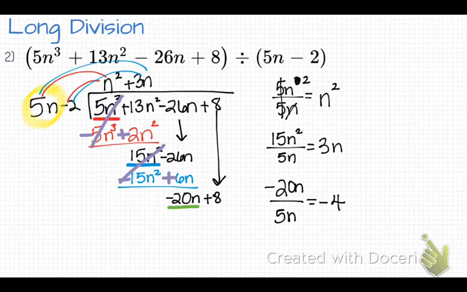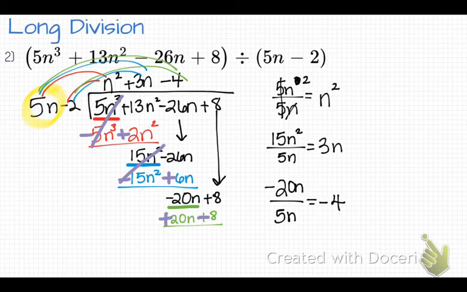Negative 4, right? So I'm going to put the negative 4 up top. Multiply through. What is 5n times negative 4? Negative 20n. And what is negative 2 times negative 4? Positive 8. And when I subtract, what happens? All of my signs change.